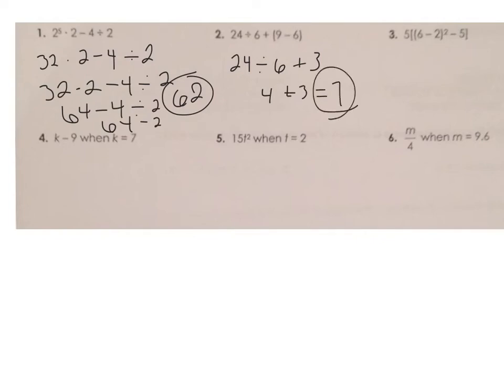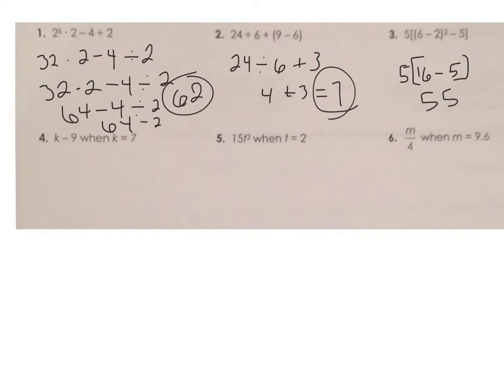Number 3, the innermost parentheses is what I have to do first. 6 minus 2 is 4. 4 squared is 16. So I have 16 minus 5. 16 minus 5 is 11. 11 times 5 is 55. So there's 1, 2, and 3.